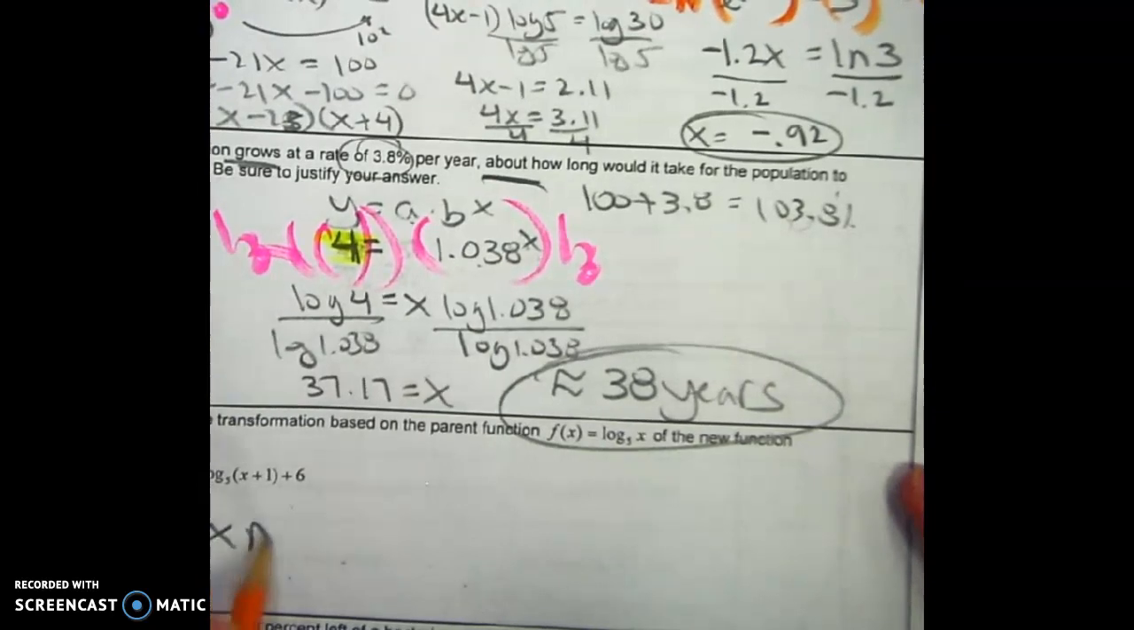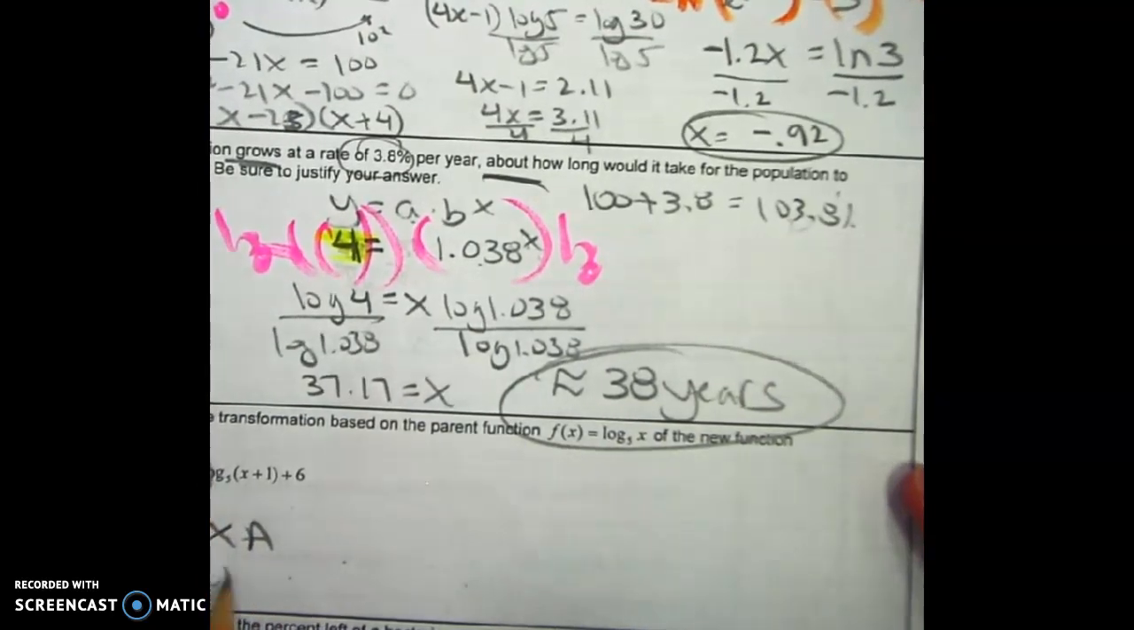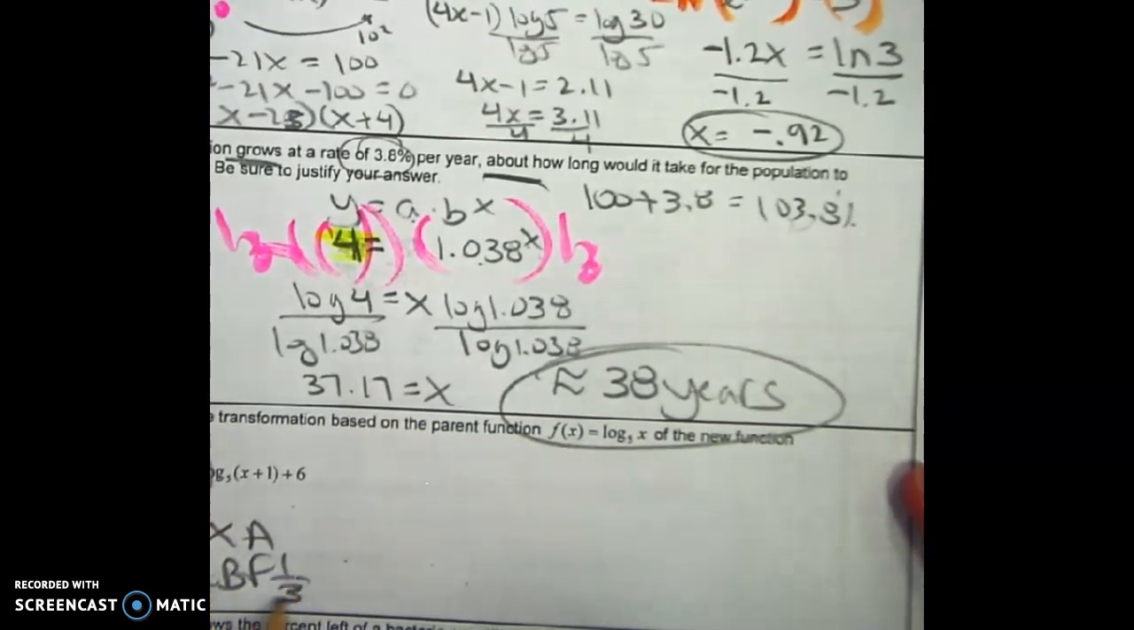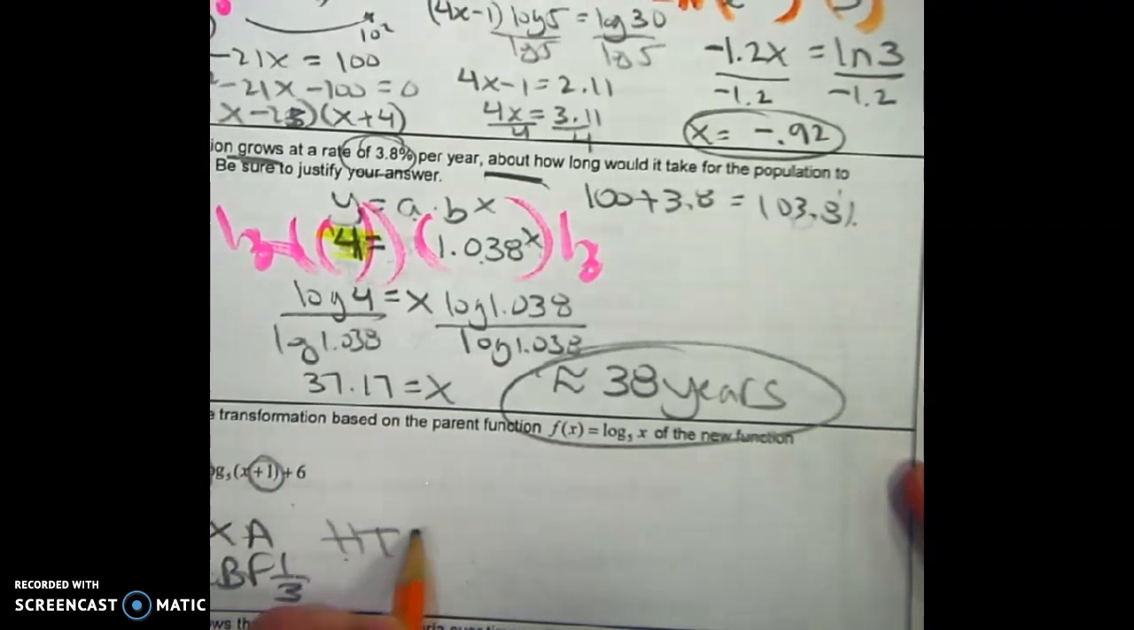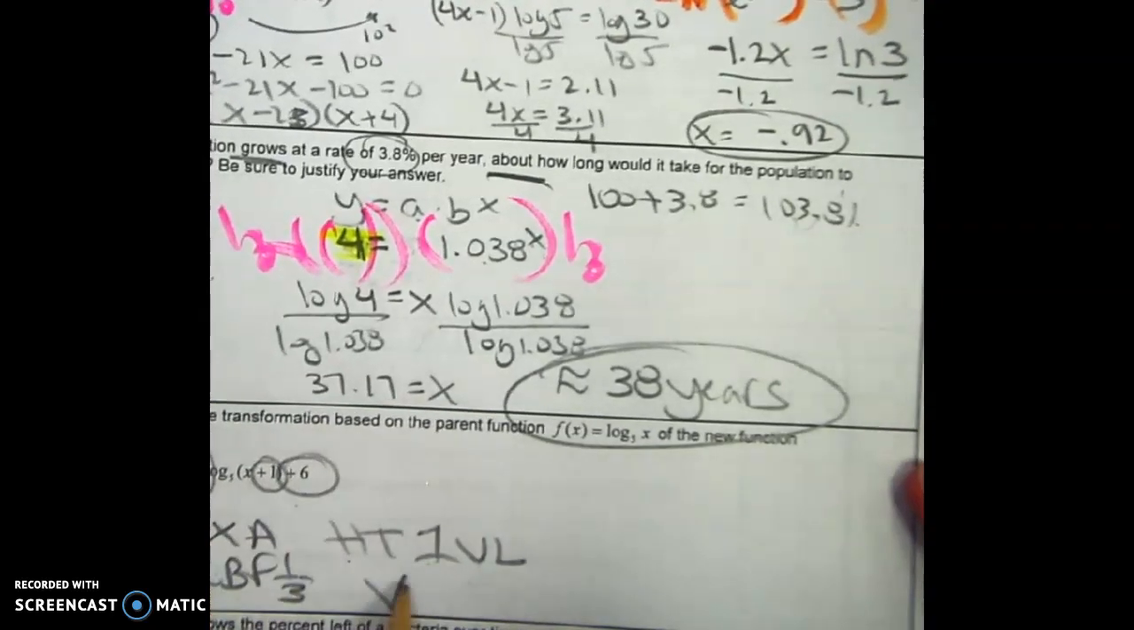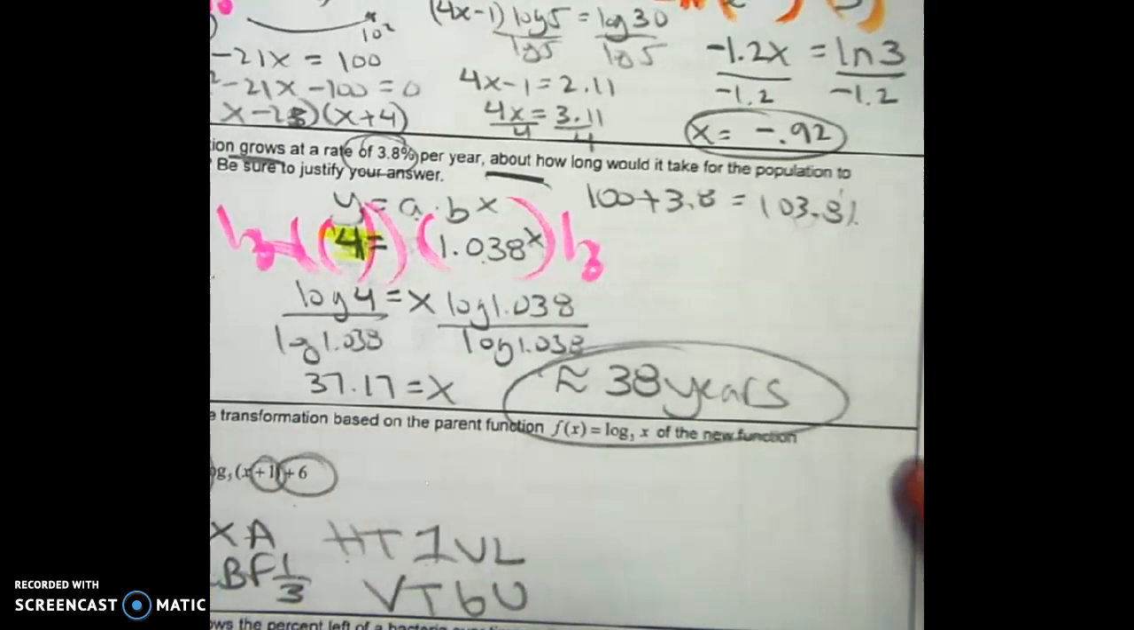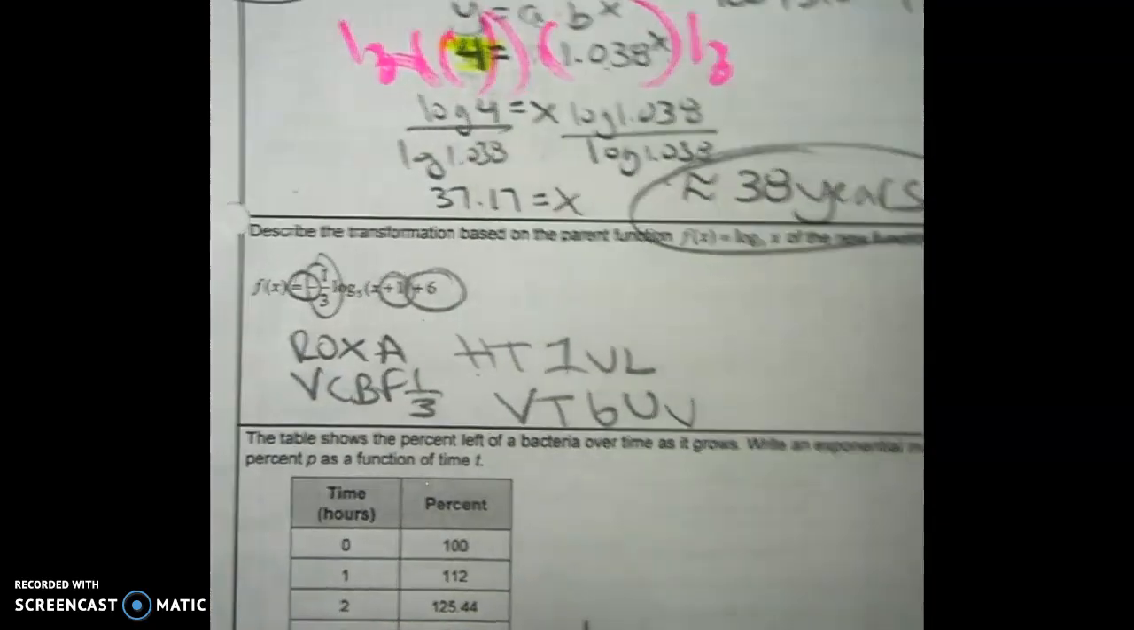Reflection over x-axis. Vertical compression by a factor of 1/3. Horizontal translation, 1 unit left. Vertical translation, 6 units up. Don't write it like that. Write it out. If you don't write it out, you're not going to get full credit.